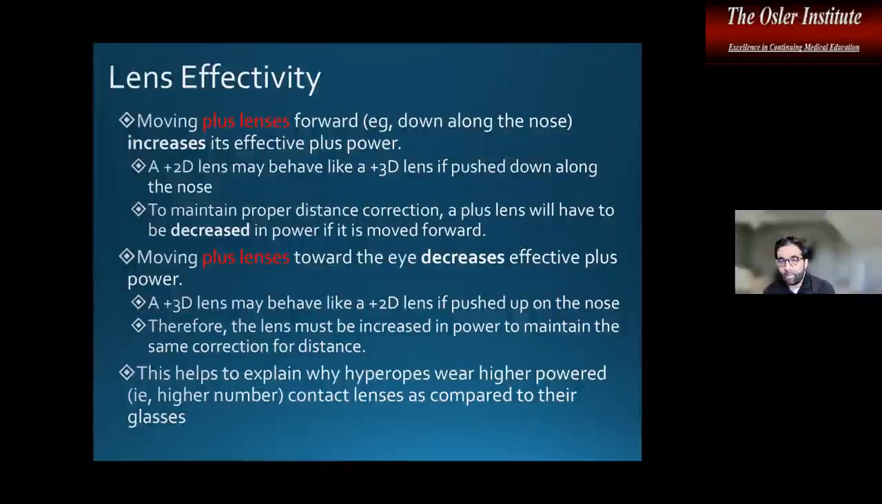So again, this explains why a hyperope has to wear higher powered, in other words, higher number contact lenses as compared to their glasses.